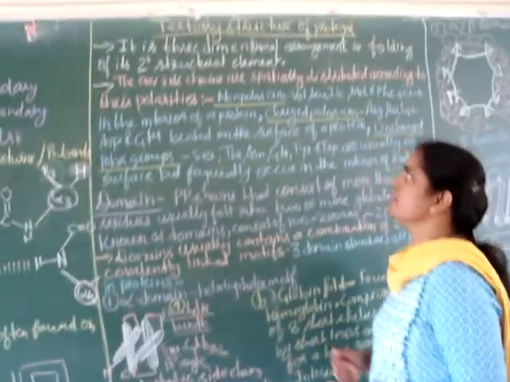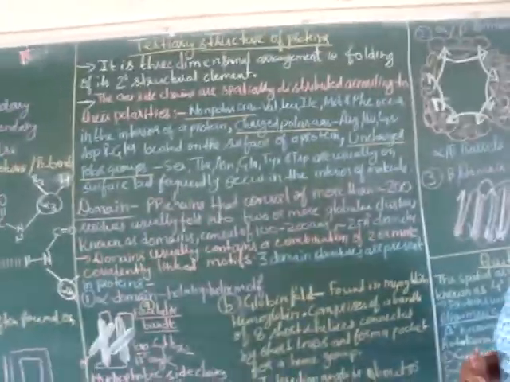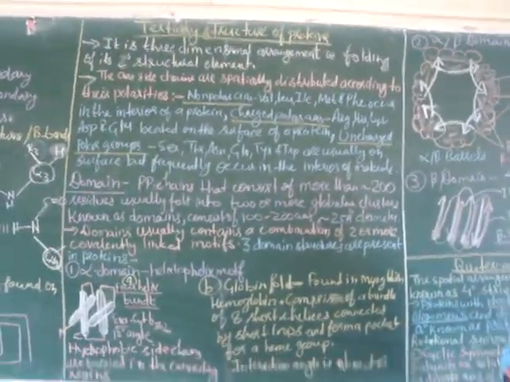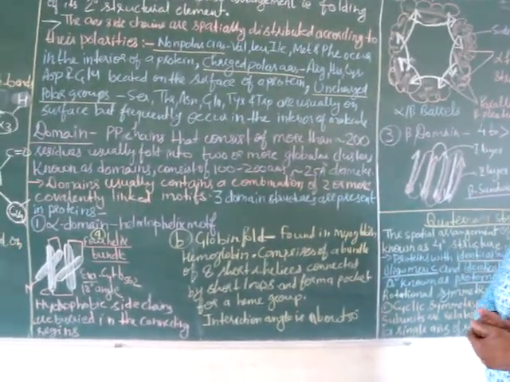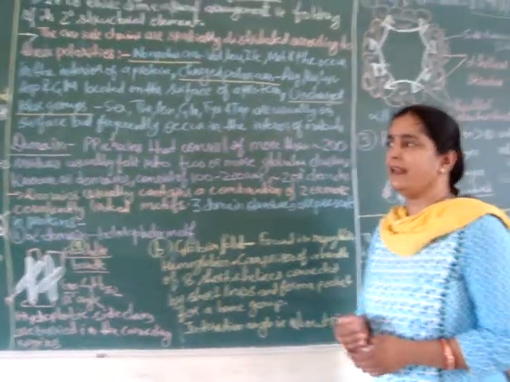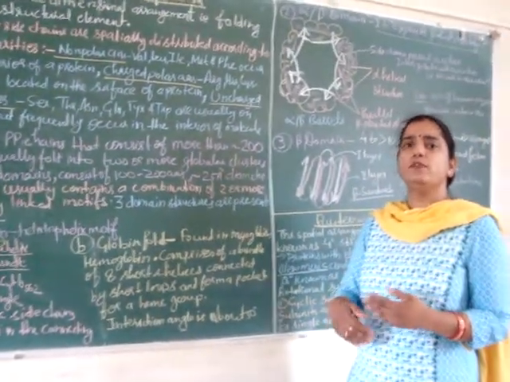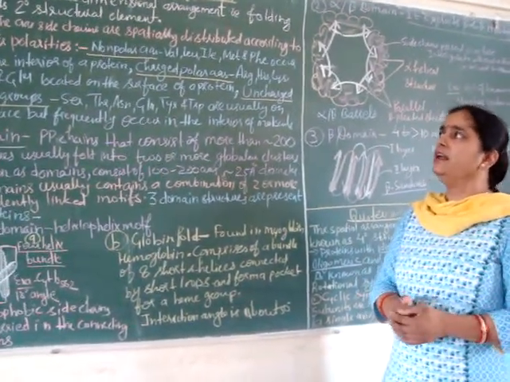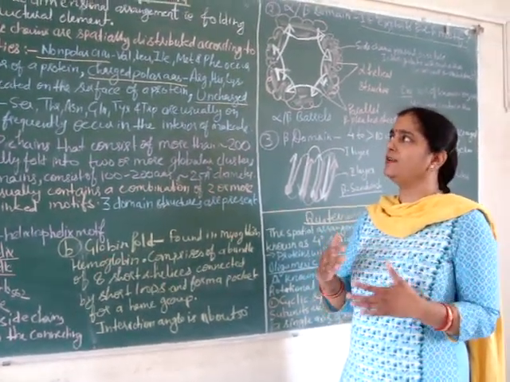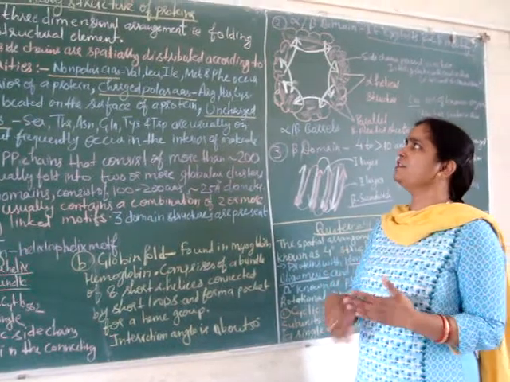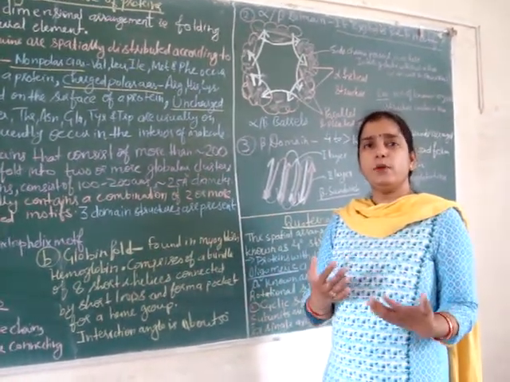Now we will see the tertiary structure of proteins. It is the three-dimensional arrangement of the polypeptide chain, that is, folding of its secondary structural elements. Secondary structural elements are folded into a three-dimensional structure, and in the formation of the tertiary structure of a protein, the amino acid side chains are spatially distributed according to their polarities.